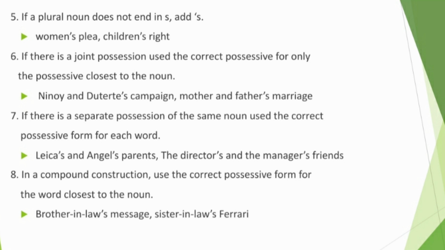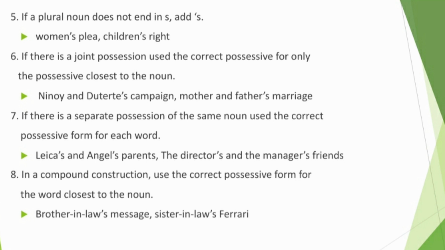Only the possessive closest to the noun. Example, Ninoy and Duterte's campaign. Okay, Ninoy and Duterte's campaign. Ninoy and Duterte apostrophe s, then campaign. Mother and father's marriage. Mother and father apostrophe s, marriage.